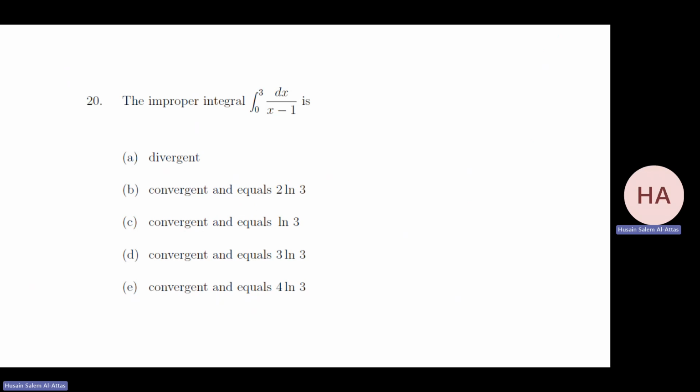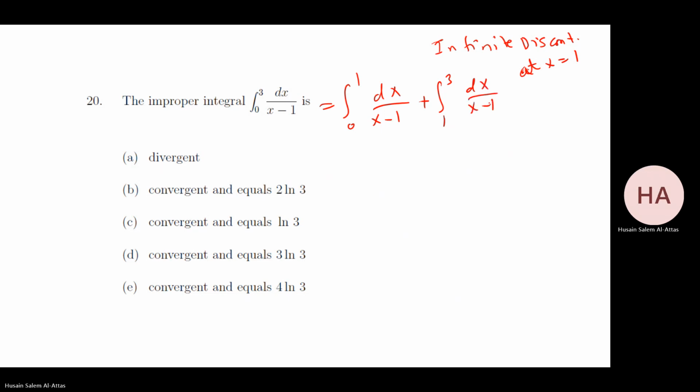Let me do more. This one. What's my problem? Infinite discontinuity at x equal 1. So I need to split this integral into 0 to 1 plus 1 to 3. Let me do 0 to 1. If one of them is divergent, that's it. Then this improper integral, all of it, diverges.